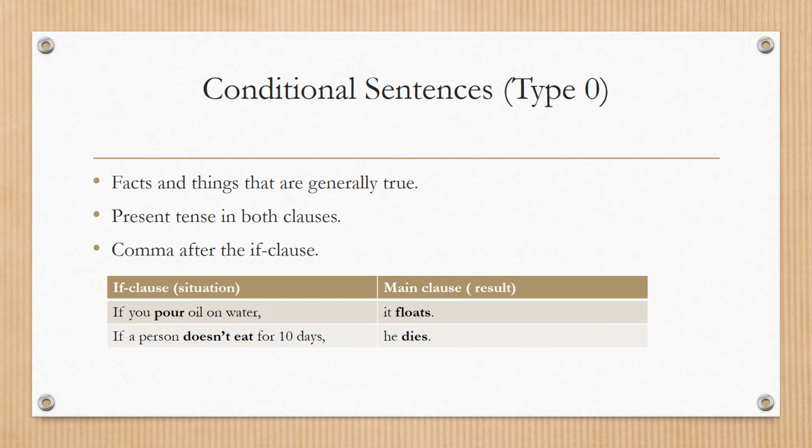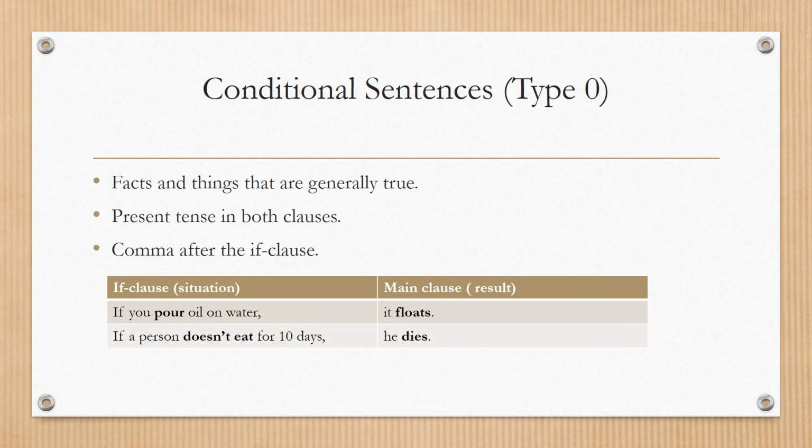We use the simple present tense in both clauses, and a comma should be used when we put the if clause before the main clause. Let's look at the first example. If you pour oil on water, it floats. This is a scientific fact, and of course, the oil floats on water. We use simple present tense for the main verb in both clauses, pour and floats. We generally add s to the verb following the third person singular subject, he, she, it. And here, we add a comma after the if clause.